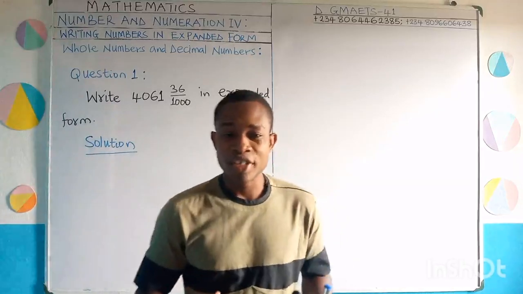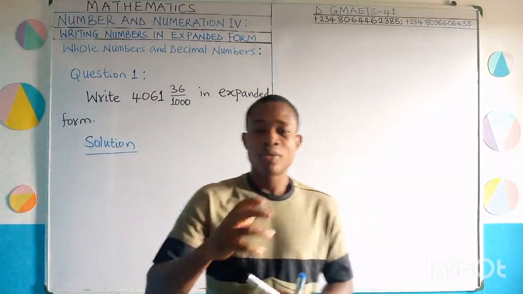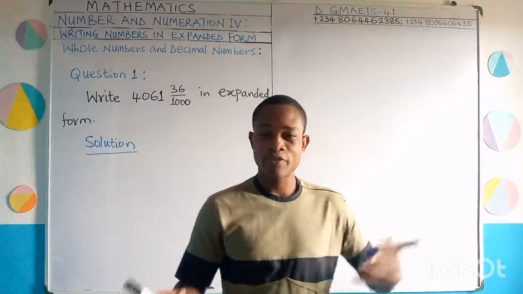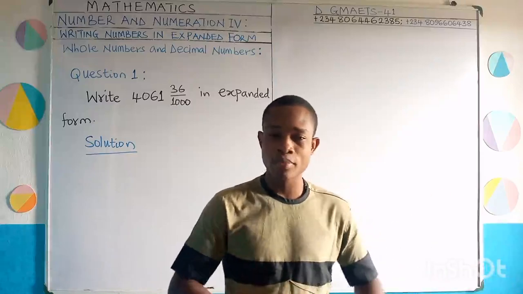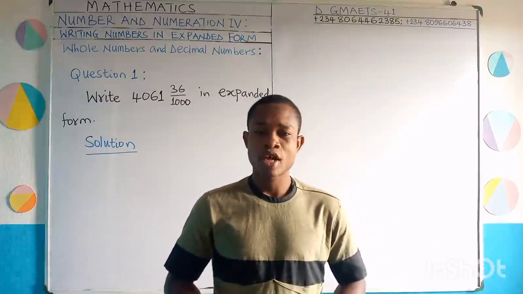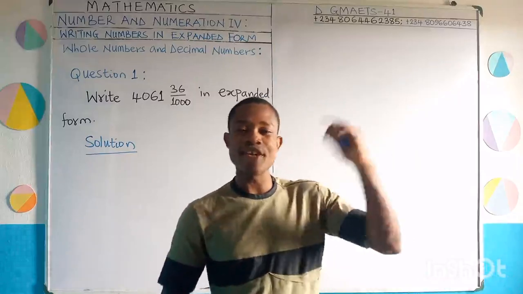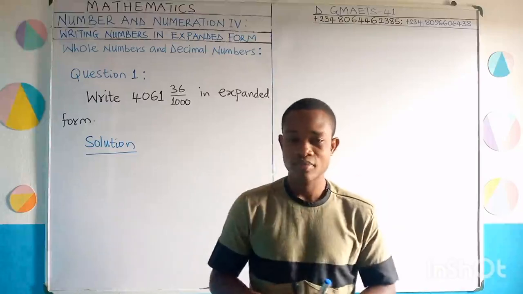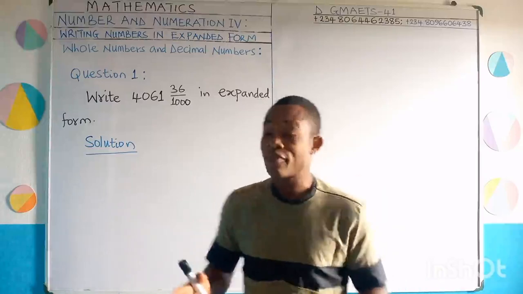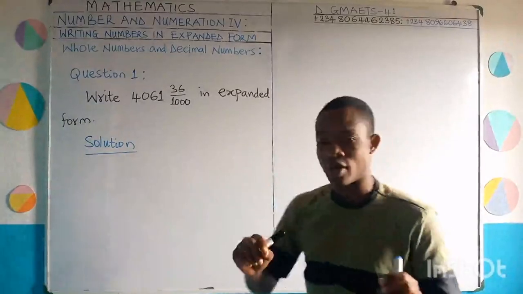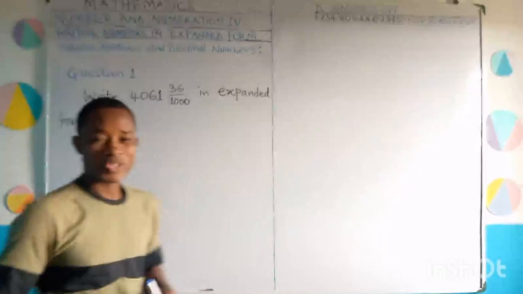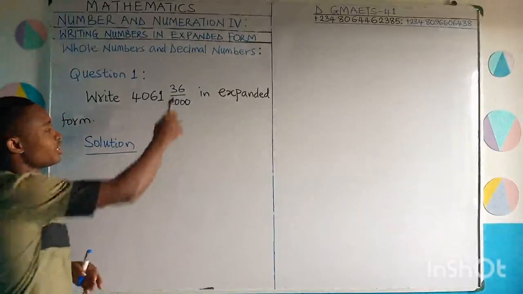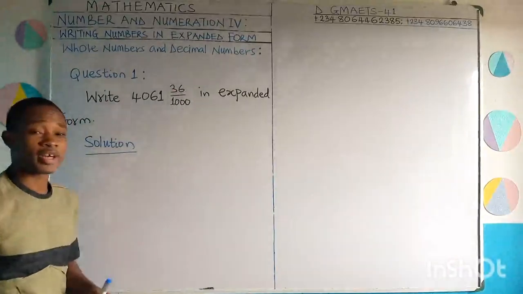We now want to learn how we can write decimal numbers in expanded form. We just finished with writing whole numbers in expanded form, and I also showed you how you can get a number that an expanded form represents. We have our very first question here on how to write decimal numbers in expanded form. Question 1 says we should write 4061 whole number 36 over 1000 in expanded form.